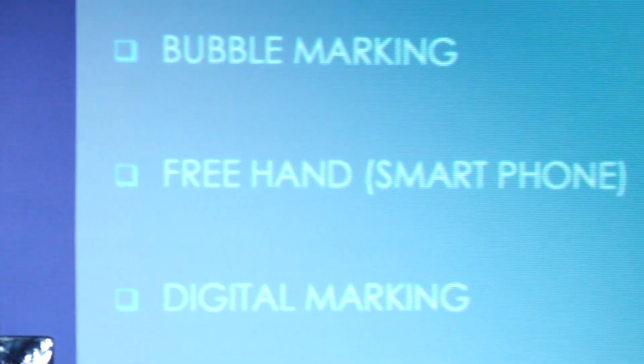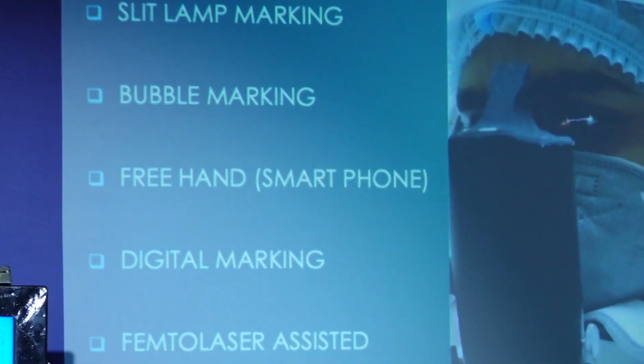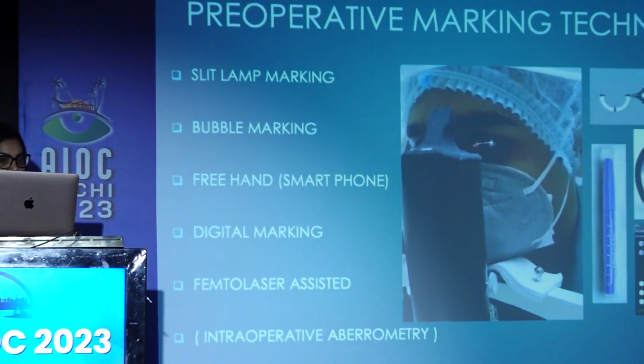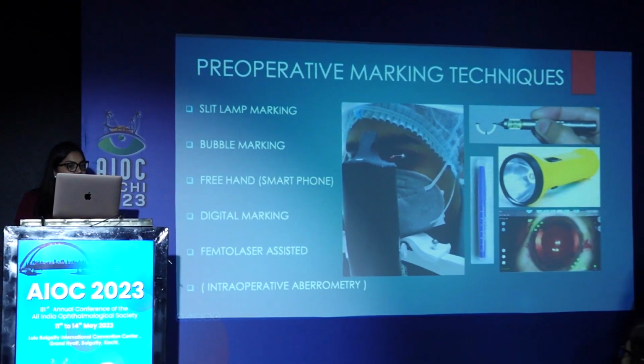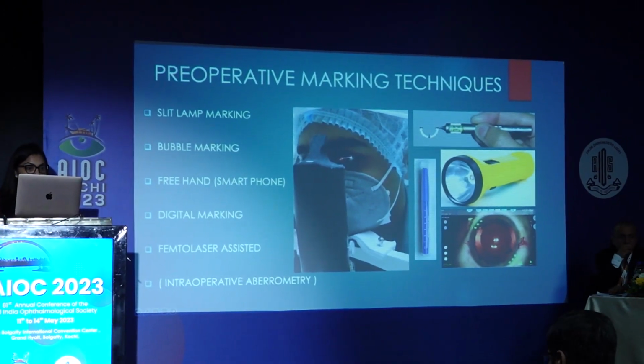Good morning, everyone. Today my topic of presentation is toric IOL, the different marking methods. I'm Dr. Swati Agarwal from Kolkata. For any toric IOL to give results with accuracy and precision, the pre-op toric IOL reference markings should be spot on. Pre-op reference markings can be slit lamp marking, bubble marking, freehand, smartphone assisted, digital marking, femtolaser assisted, and intraoperative aberrometry.